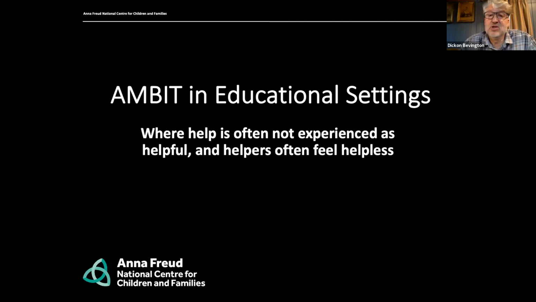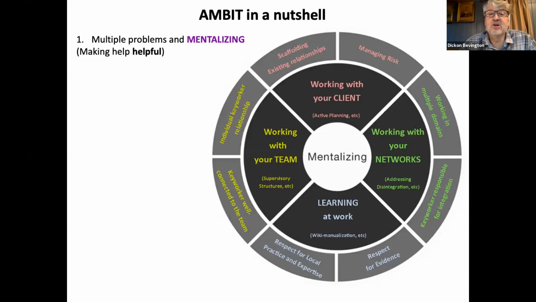What I'm not going to be able to do is to tell everybody everything about AMBIT, but I thought it would be worth reminding ourselves that at the heart of AMBIT is this idea of mentalising. I'll say a little bit about that later. But another way of looking at AMBIT is, how do we adapt help to actually make it helpful? And whether that help comes in the form of therapy, housing, or education, or any of the other ways that we try to be helpful to human beings. It's how we adapt what's on offer to try and make it more helpful to the person we're trying to help that is at the heart of AMBIT.